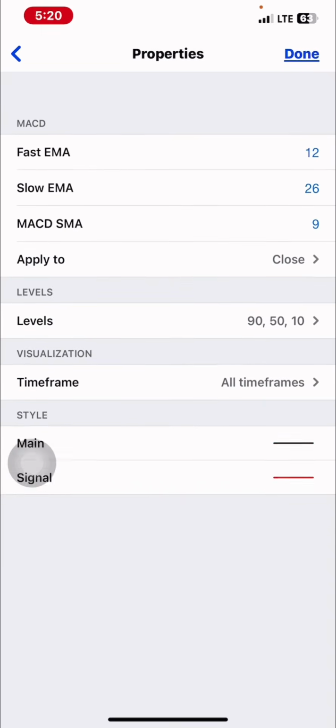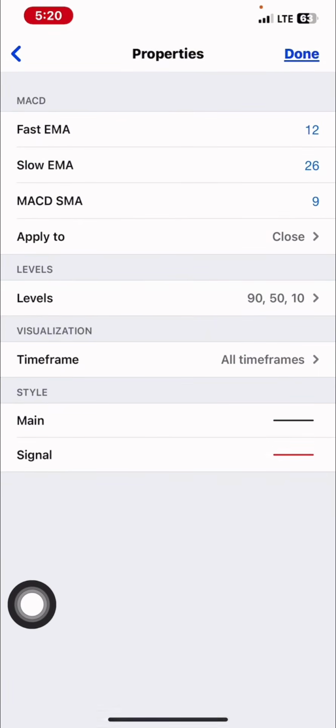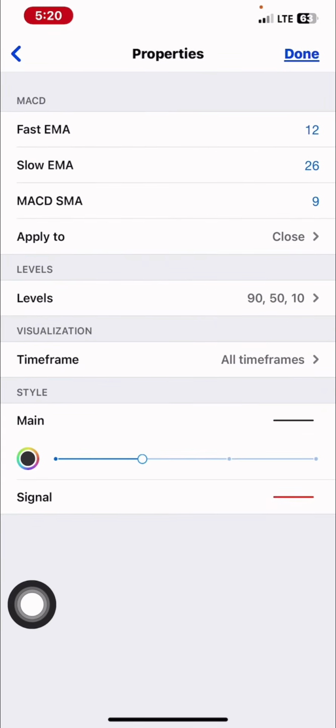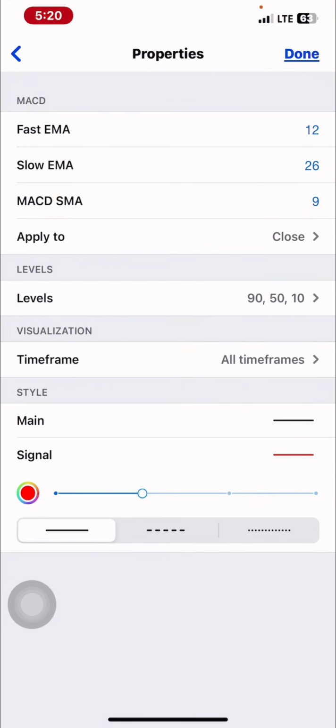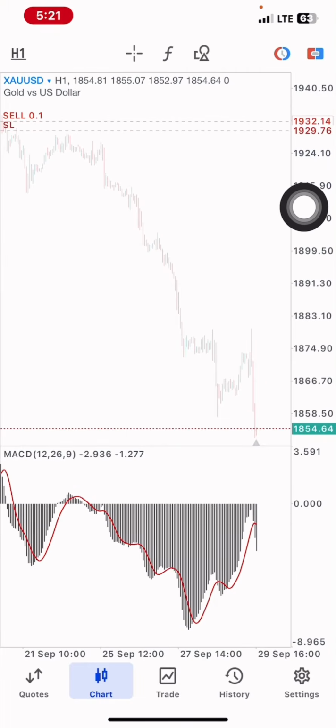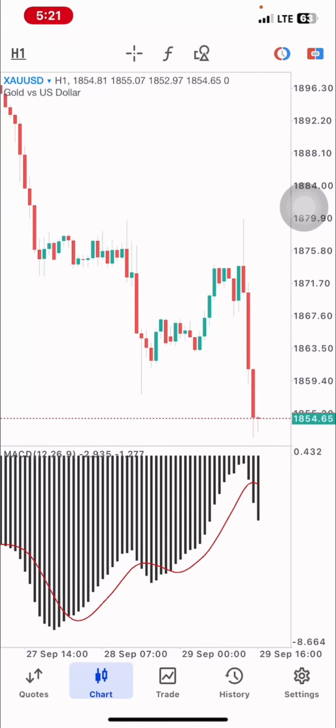In your style, for your main line use color black. In your signal, use color red. Or you can just use the default settings right here. When you have all of that set up, you click on done. So now we have the MACD indicator in our chart.